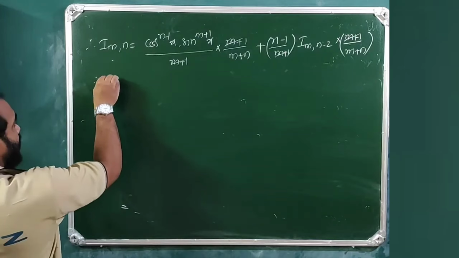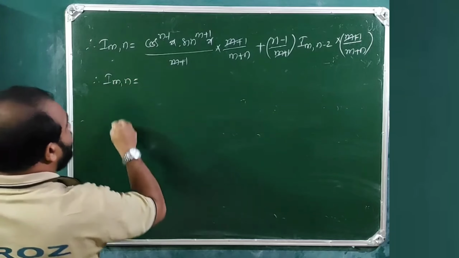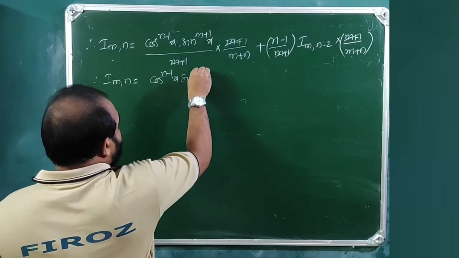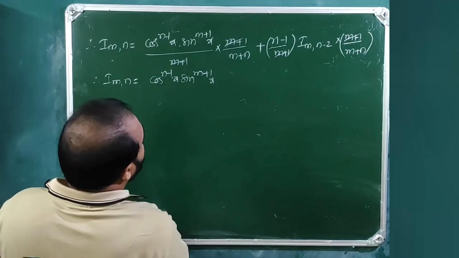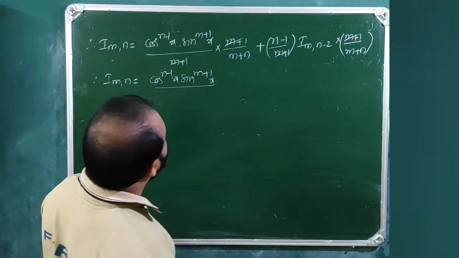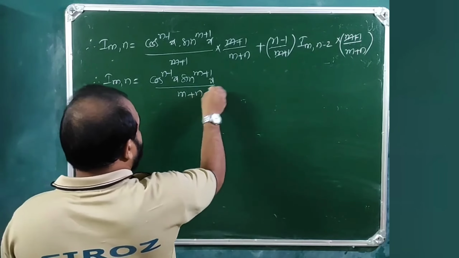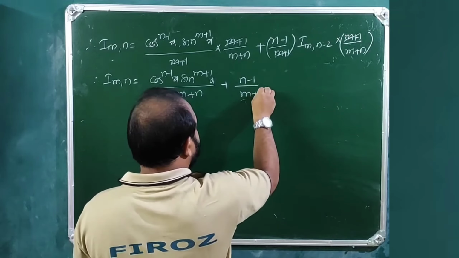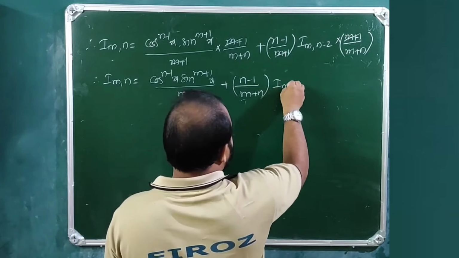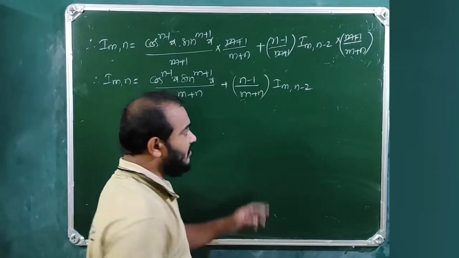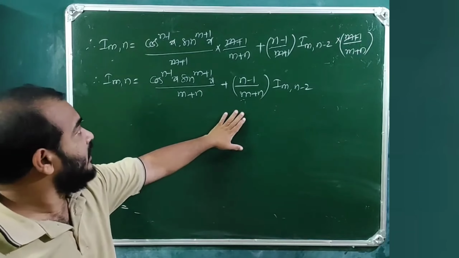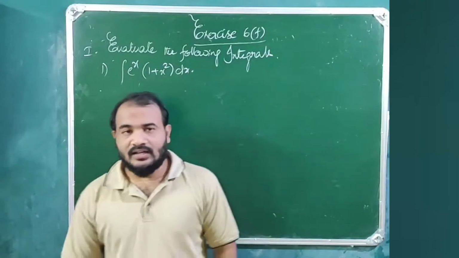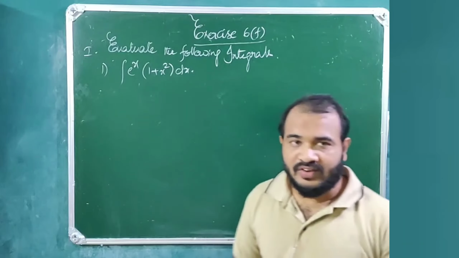So this m plus 1 gets cancelled, this m plus 1 gets cancelled. Therefore, I_mn is equal to cos^(n-1)x sin^(m+1)x by (m plus n) plus (n minus 1)/(m plus n) I_(m, n-2). So this is the reduction formula for integral sin^m x cos^n x dx. Now let us start exercise 6f based on this reduction formula.